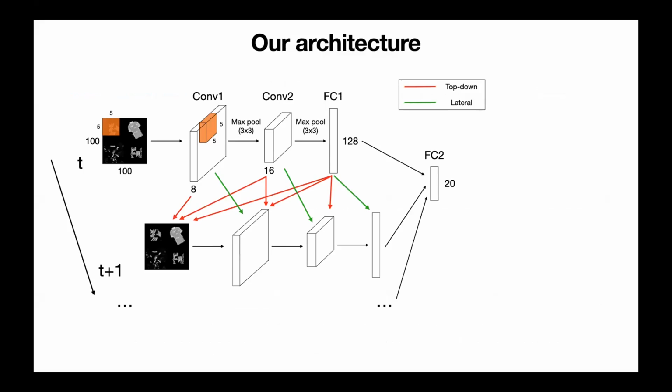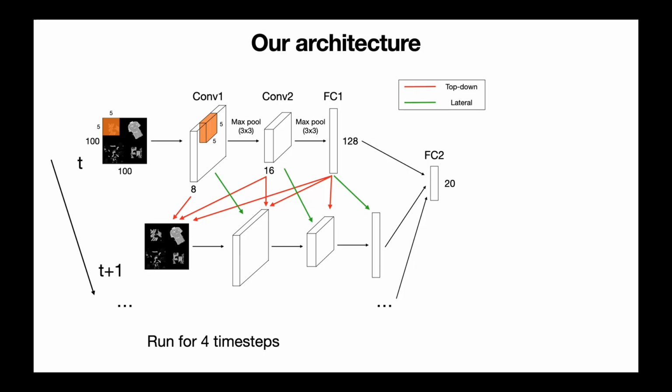The architecture that we used looks like this. It's a pretty standard convolutional neural network with two convolutional layers and a fully connected layer. And it has both top-down and lateral connections. Top-down are recurrent connections from one layer to all the layers below it, including the input, so we also enable it to manipulate the images directly. And lateral connections are connections from a layer to itself in time, the standard recurrent connections.